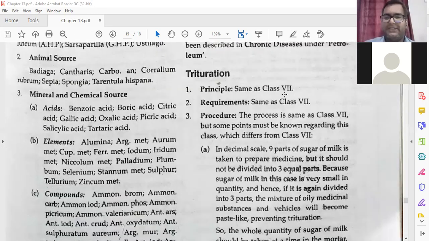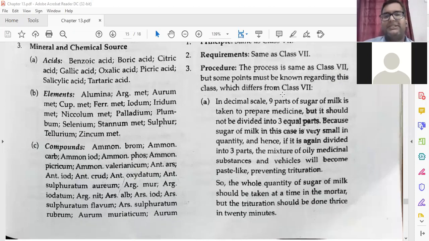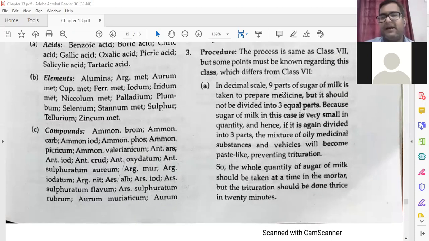Trituration principle is the same as class 7. Requirement is the same as class 7. The procedure is the same as class 7. But some points must be known regarding this class. On the decimal scale, 9 parts of the sugar of milk are taken in the prepared medicine, but it should not be divided into three equal parts, because the sugar of milk in this case is very small in quantity, and hence it is given divided into three parts.